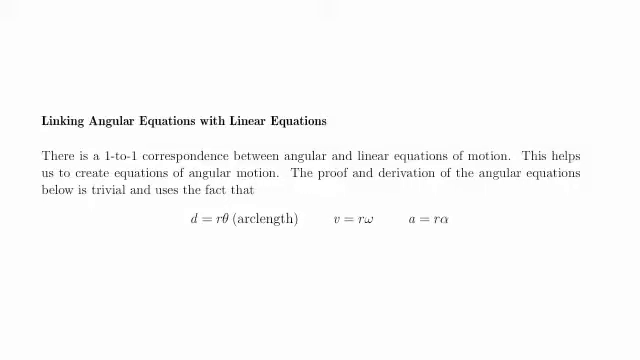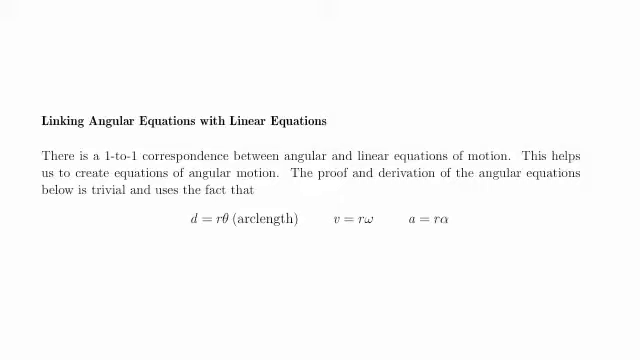So we can now link our angular acceleration and the equations for angular motion to our equations for linear motion. So this is what we know. We know that displacement is equal to r times theta. That's arc length. And from that, we got that linear velocity is equal to r times omega. We got that linear acceleration is equal to r times alpha.